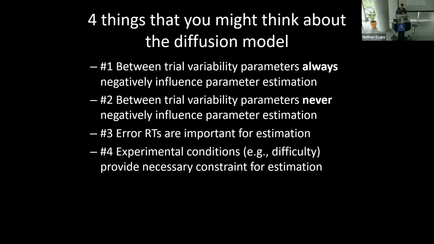So we've seen some evidence in the past that adding these parameters in can make parameter estimation worse, right? You're trying to estimate these key constructs in the model to learn something about drift rate, threshold, non-decision time, etc. And adding these parameters in makes this estimation process worse, right? Parameters become less identifiable, etc., right?